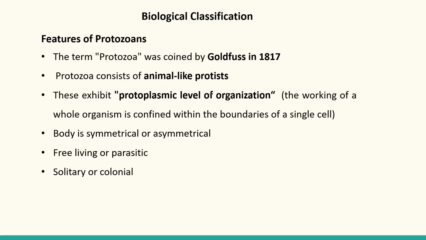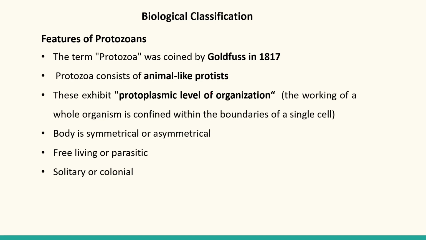So the next one is protozoans. We have already discussed two types of protists, that is the mold-like protists and photosynthetic protists. Among photosynthetic protists, there are three types: chrysophytes, dinoflagellates, and euglenoids. Now, the third type of protist is protozoans.